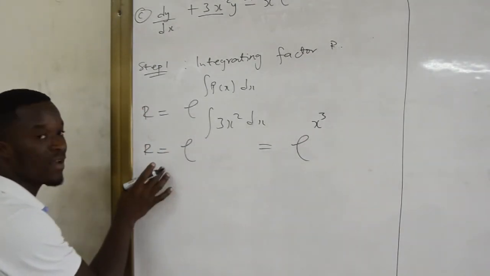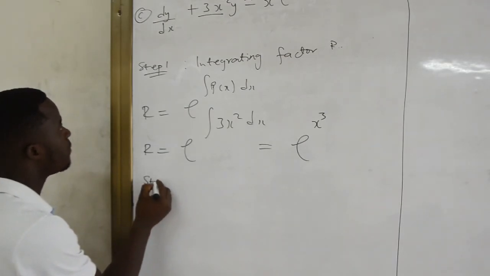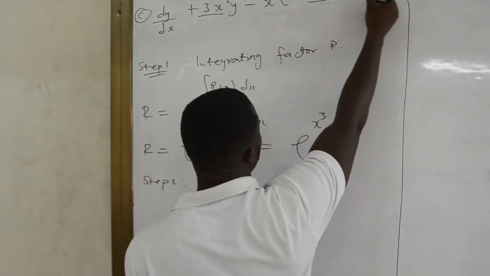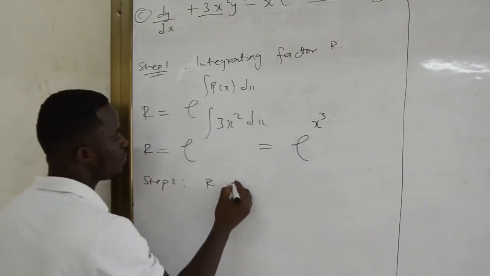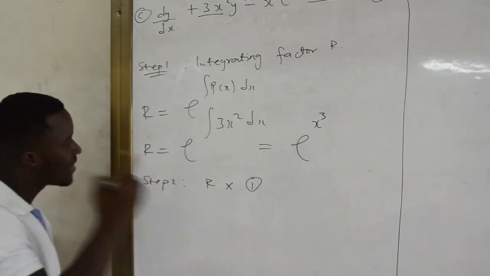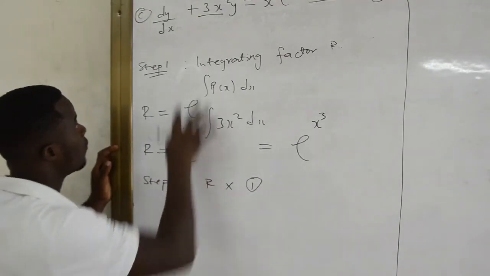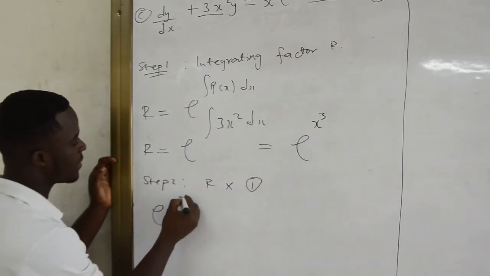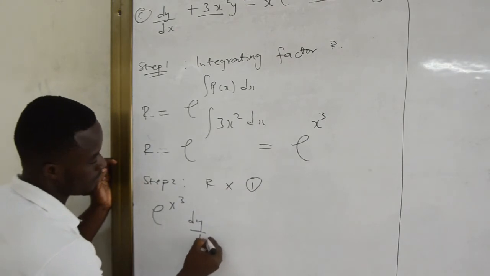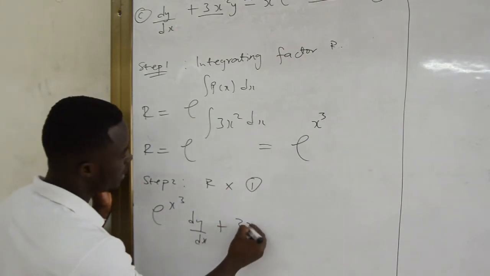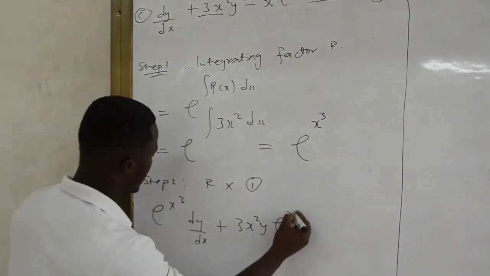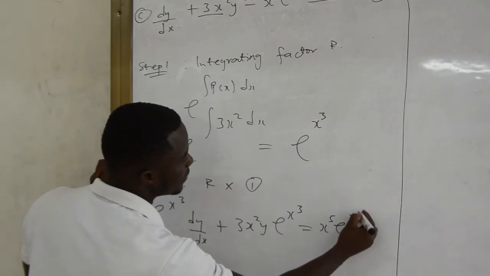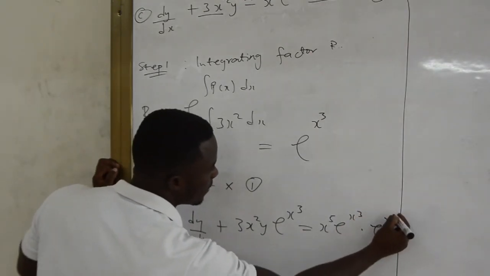Then we'll take our integrating factor. So we are moving to step 2. Take our integrating factor and multiply it by the original equation. Let me name the original equation, equation 1. So I'll multiply each term by r. Then I'll have e exponent x to the power of 3 dy dx plus 3x squared y e exponent x to the power of 3 is equal to x to the power of 5 e exponent x to the power of 3 multiplied by e exponent x to the power of 3.